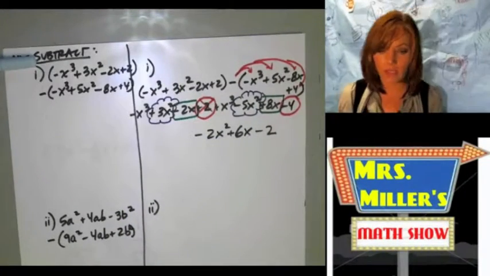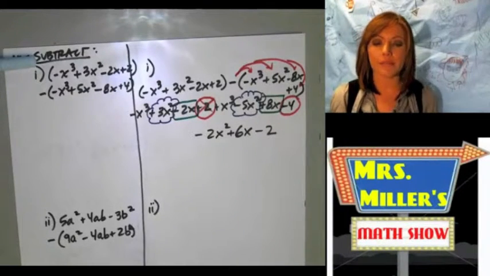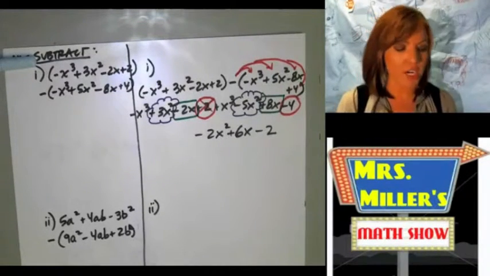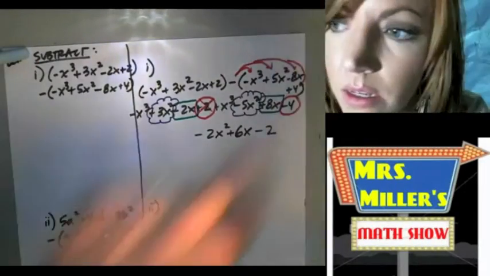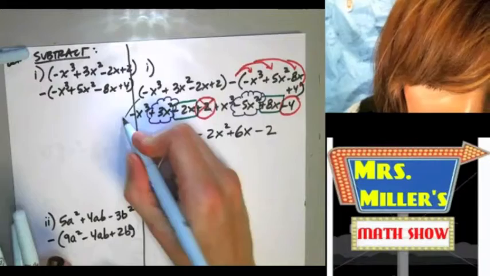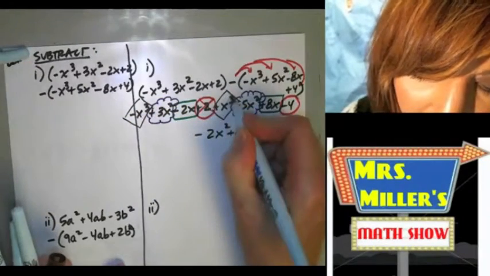Cool. And then the last one. What's the last set of like terms? Jonathan. Negative x cubed and positive x cubed, which actually equals 0. Awesome. Negative x cubed and positive x cubed cancel each other out. Everybody give it up for Jonathan.